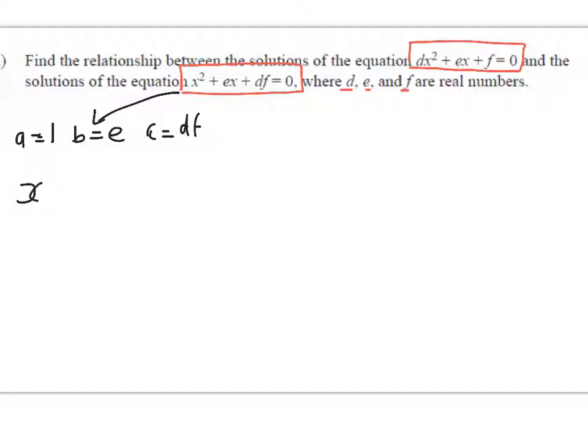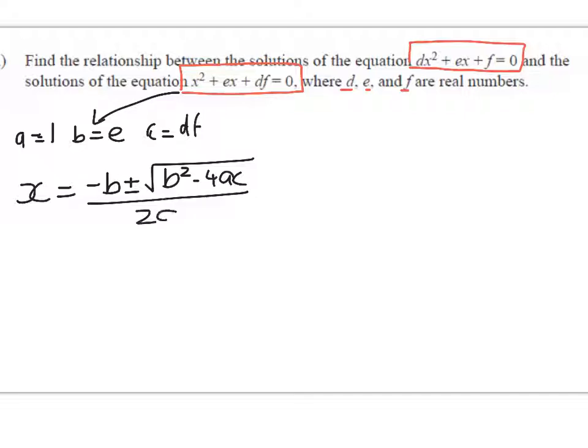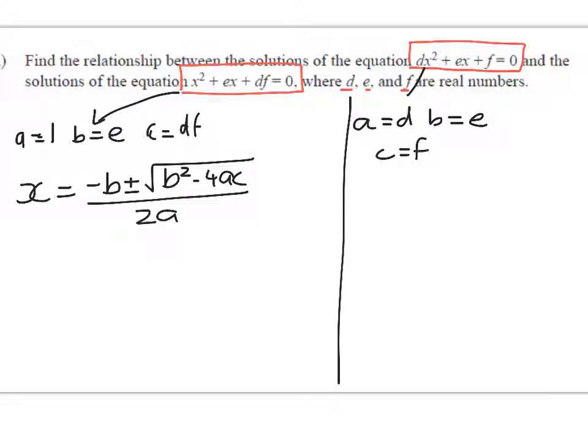So my solutions are x equals, let's just write the formula out, negative b plus or minus the square root of b squared minus 4ac over 2a. We're going to do it for the other equation as well. We might start that off now. So for the second equation, for this one here, a is equal to d, b is equal to e, and c is equal to f. So we're going to do the quadratic formula on each of these.